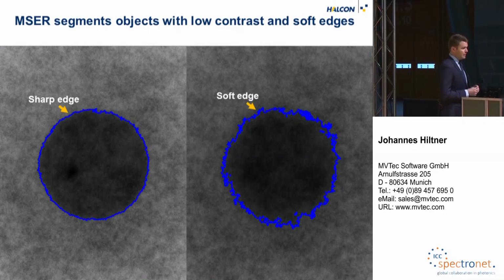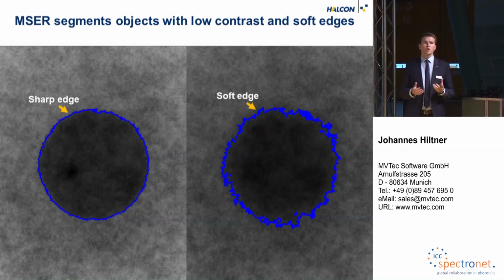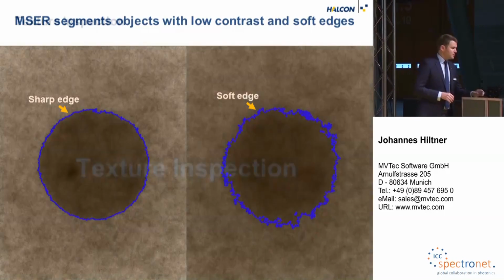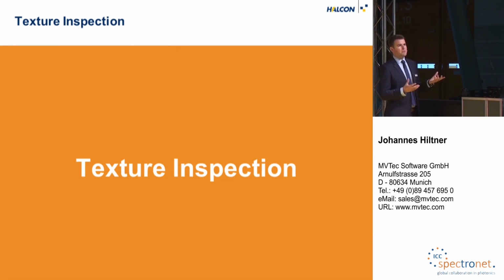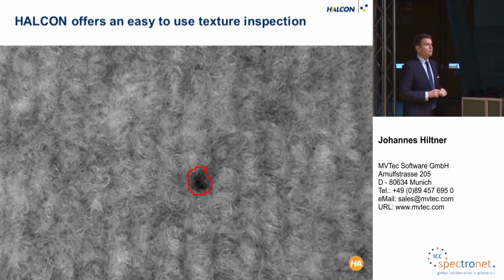Another topic when it comes to segmentation is texture. When analyzing textures, it's always a very challenging task because textures have various shapes, various gray values, various illuminations. Texture may occur in orientations and very, very strange situations. And one task is to find defects on these textures. And with HALCON 13, we introduced an easy-to-use texture inspection. And this one allows us, with a very simple operator call, to find defects in pretty challenging texture environments.